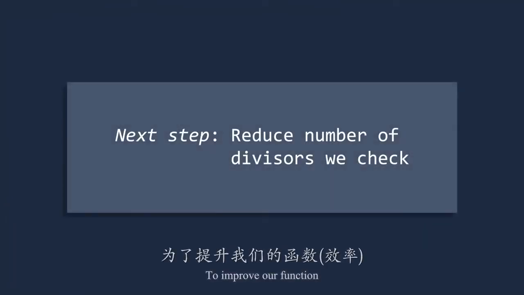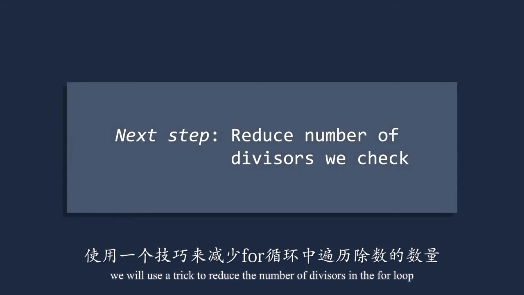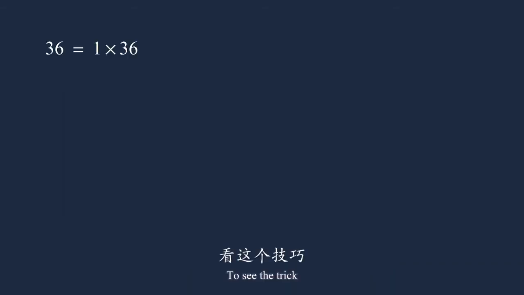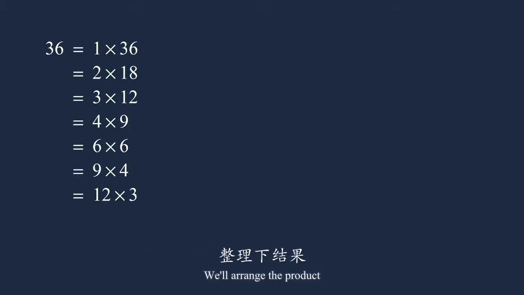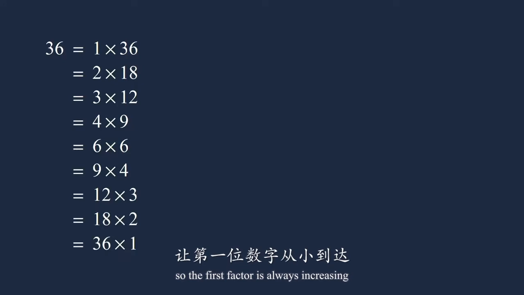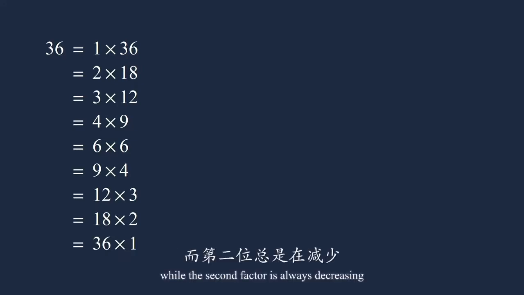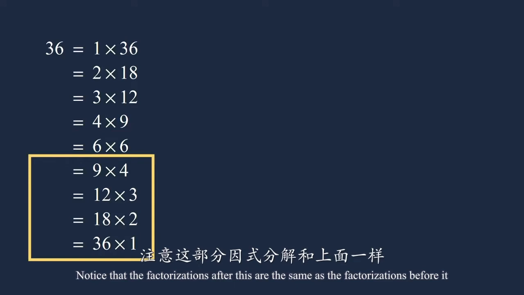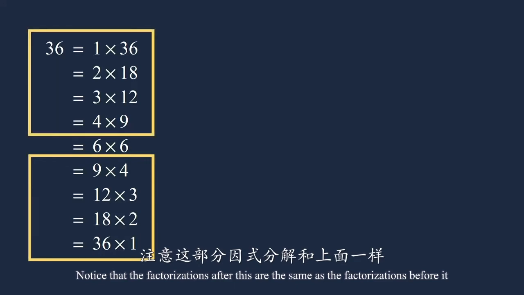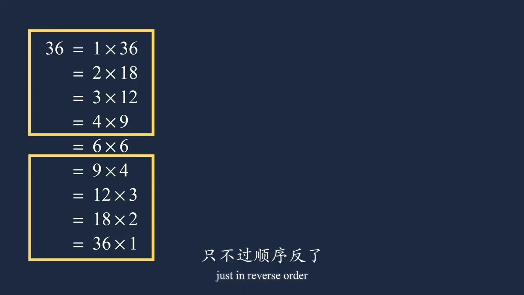To improve our function, we will use a trick to reduce the number of divisors in the for loop. To see the trick, let's look at all the ways we can factor 36 as the product of two positive integers. We'll arrange the products so the first factor is always increasing, while the second factor is always decreasing. 36 is a perfect square, since it's equal to 6 times 6. Notice that the factorizations after this are the same as the factorizations before it, just in reverse order.